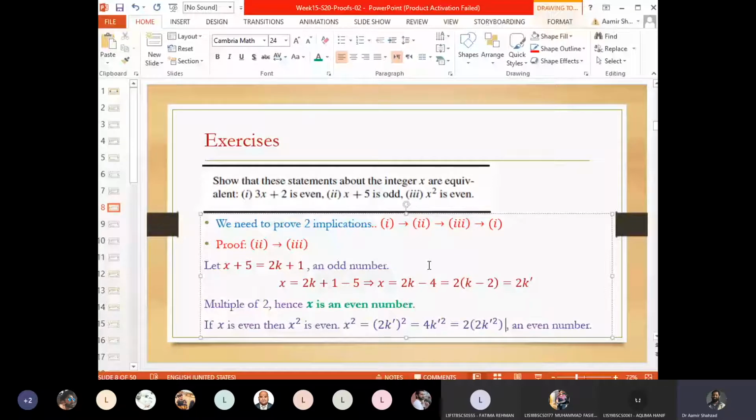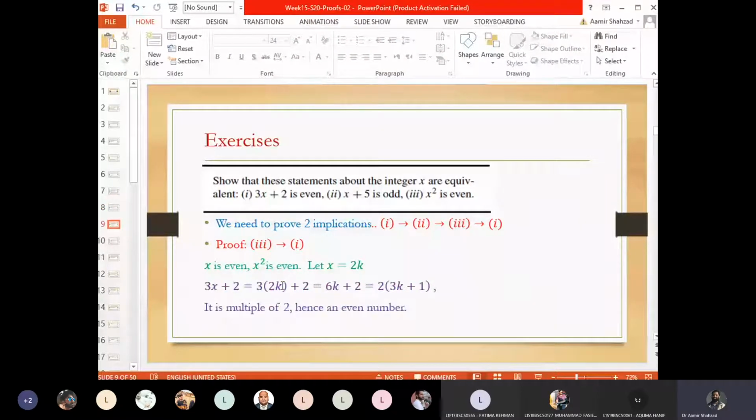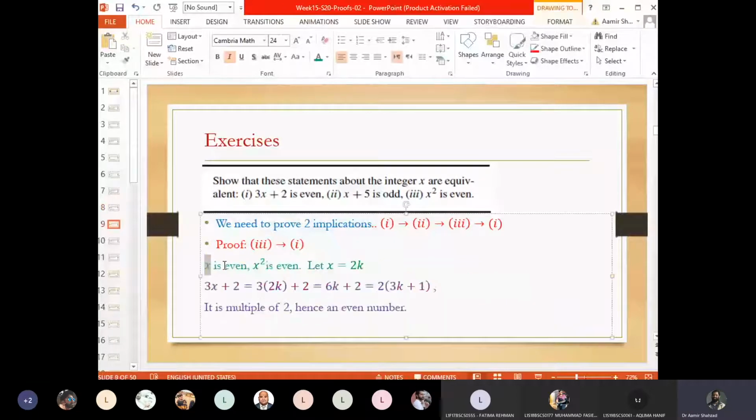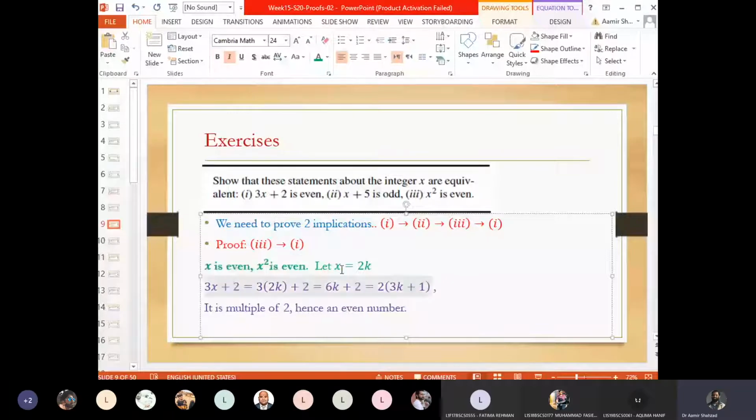So let's now prove 3 implies 1, and after that we will do 1 implies 2. So 3 implies 1 means if x square is even, then 3x plus 2 is even. From our previous implication we have the result that x is even and x square is even. So let's take x is equal to 2k. Then what will 3x plus 2 be? 3 times 2k plus 2.